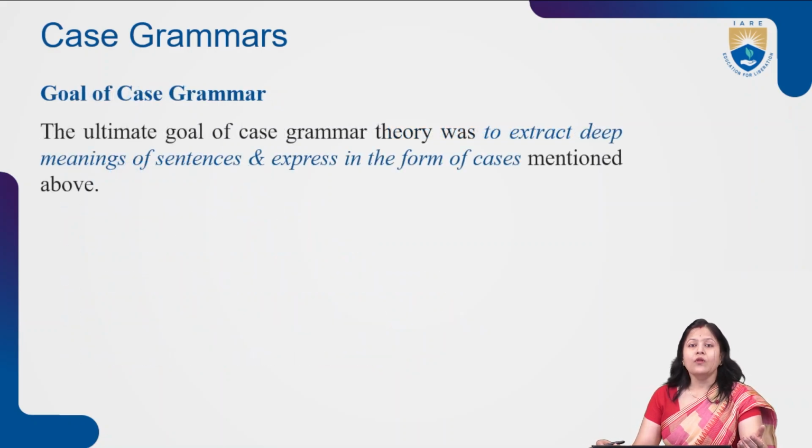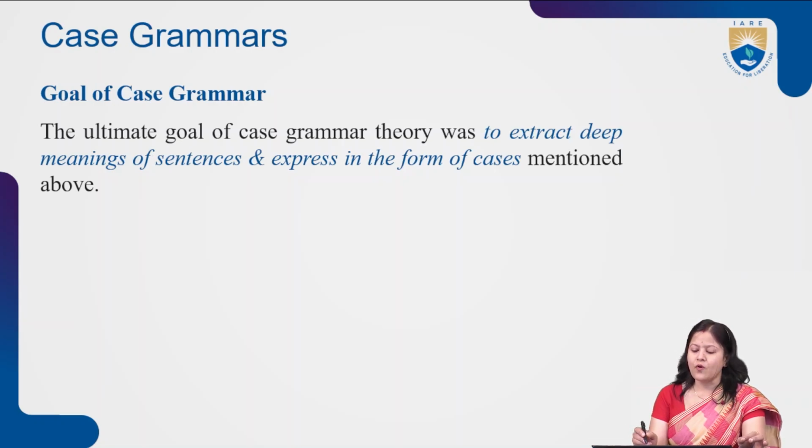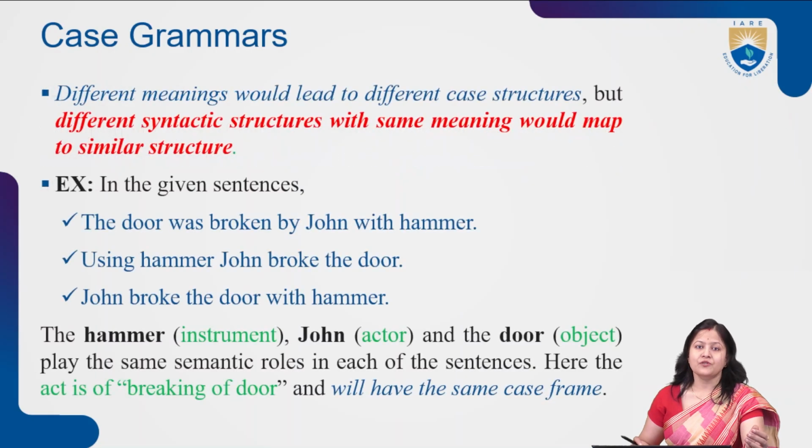Now, what is the goal of case grammar? The ultimate goal of the case grammar theory was to extract the deep meanings of sentences and express them in cases. That is the main intention of case grammar, which was developed by Fillmore. He wanted to extract the deep meaning of the sentence by applying all these case frames, expressing each word in the form of a case frame. That is the goal of case grammar.